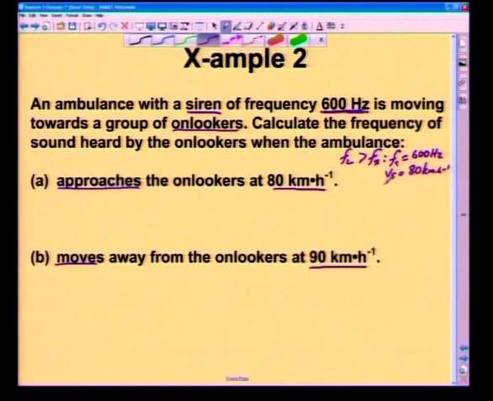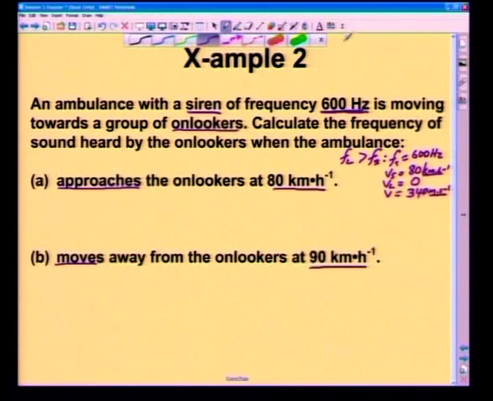So the velocity of the source is 80 kilometers per hour. We also know that the onlookers are stationary, so VL will be 0. Now we are going to take the velocity of sound in air to be 340 meters per second. Because we have kilometers per hour there and meters per second here, we have to do our conversions.